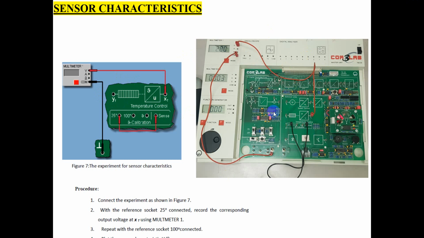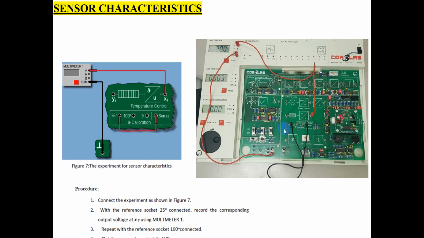For the future experiments, we are going to rely on this particular figure here. It's very easy, you just need to make the wires according to whatever figure you have. Now this is the procedure given to you in the manual. We have already made the connection. It says that with the 25 degrees connected here in the sense, record the corresponding output voltage. So for output voltage X of t, what is the output voltage here?